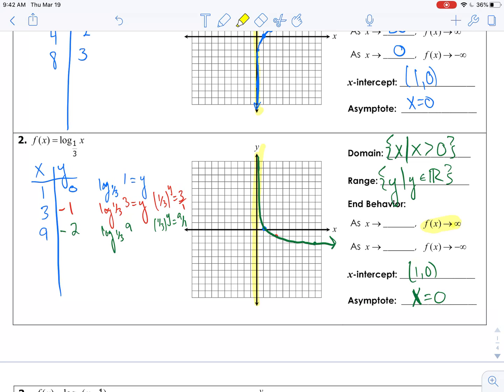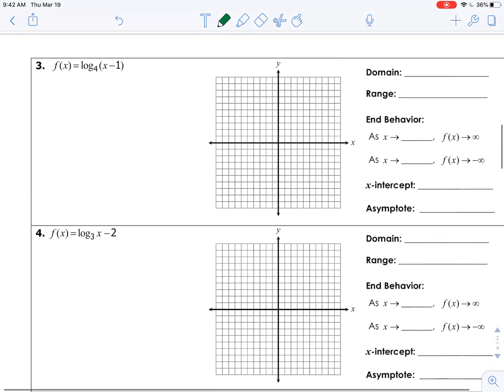Now, when is my y value approaching infinity? When am I getting very big y values? That's as my x-axis gets close to 0. And then as x gets very big, my y values are getting smaller and smaller.